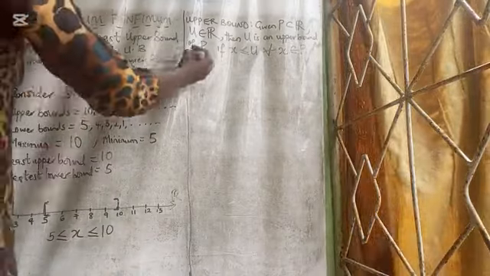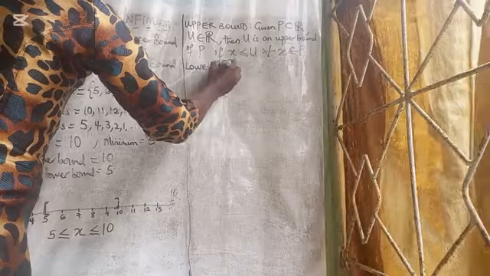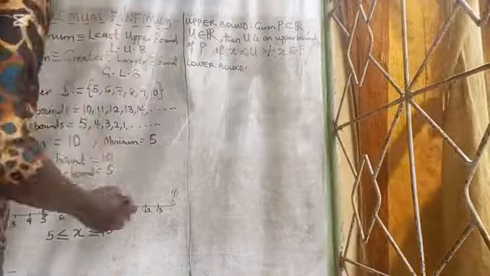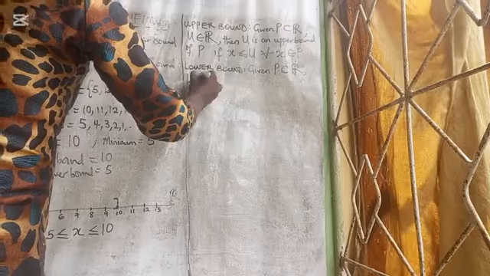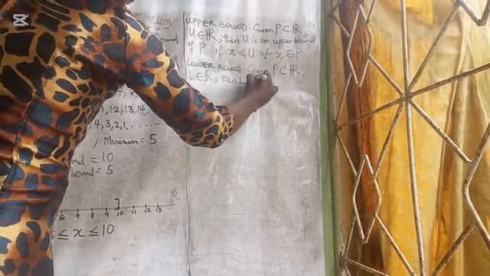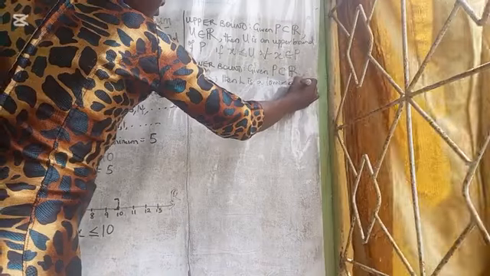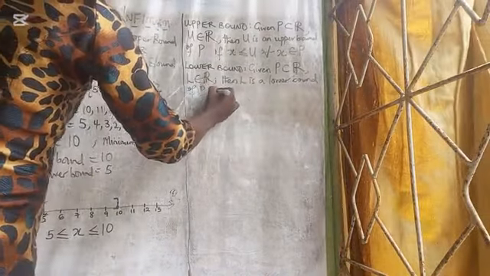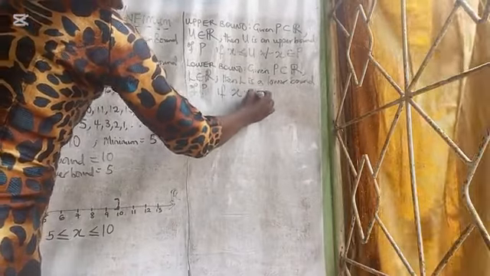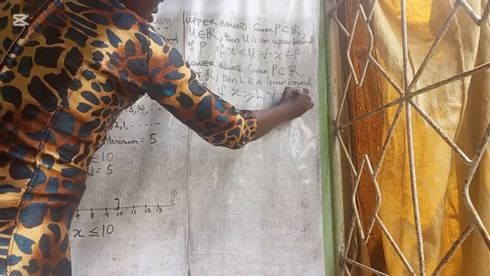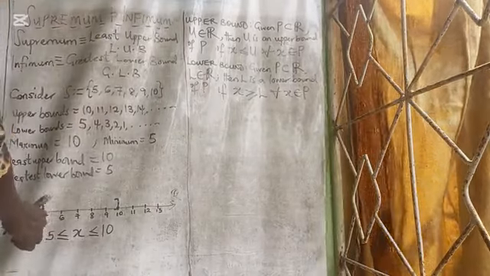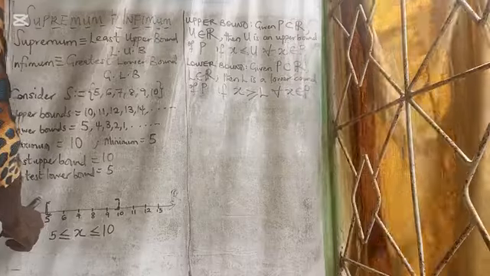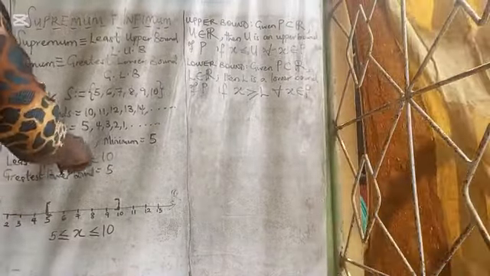Now let's talk about lower bound. Given P contained in the set of real numbers and L belonging to that set, then L is a lower bound of P if x is greater than or equal to L for all x belonging to P. Every x in P must be greater than or equal to L, which we call the lower bound.